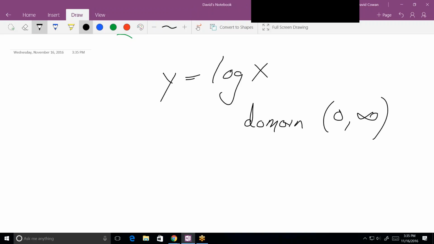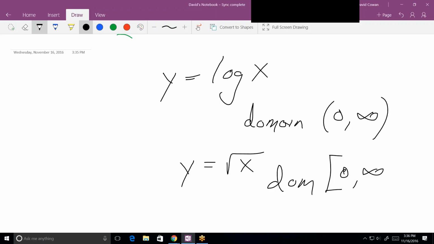Right. Different than if I said, what's the domain of the square root function? 0 to infinity. Ah, but that's with a bracket. Right. Because it's okay if x is 0. I can take the square root of 0. I cannot take the square root of any negative numbers, and I cannot take the log of negative numbers. But log functions are even more restrictive. You cannot even take the log of 0.